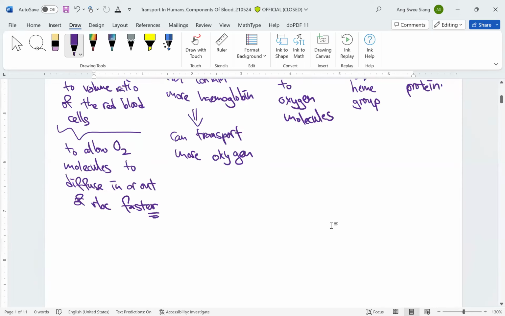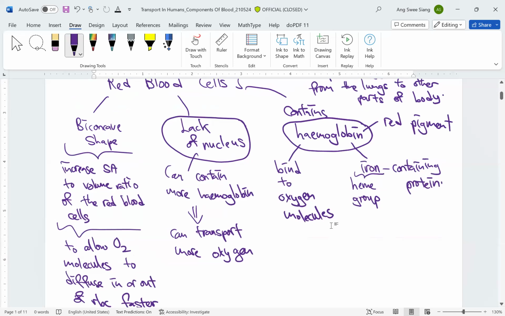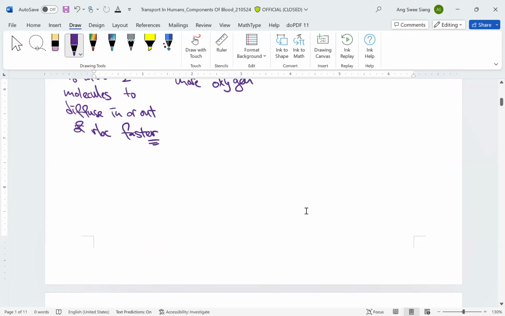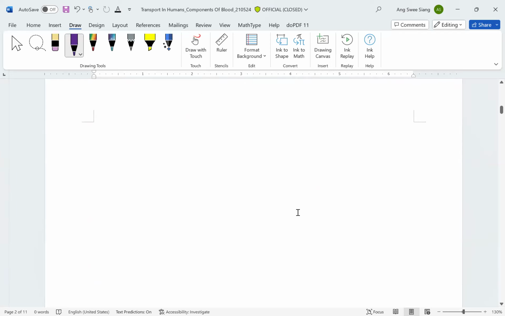Now, blood plasma will be a lot of new things. Quite a fair bit of new things. So I need you to pay attention. Red blood cells we already learned already, so you should know already. This is just a recap. Okay, the second component, let's look at blood plasma.